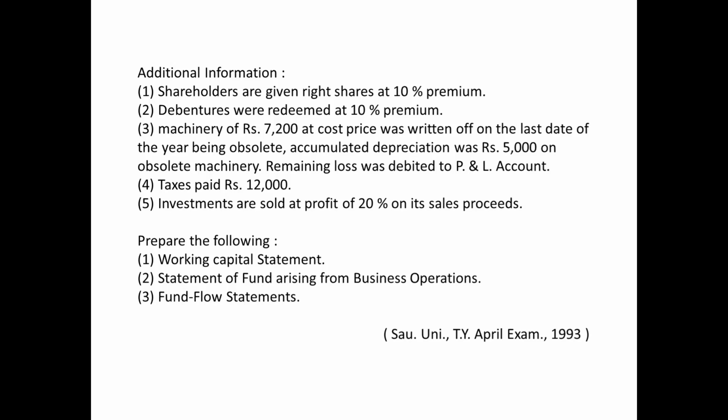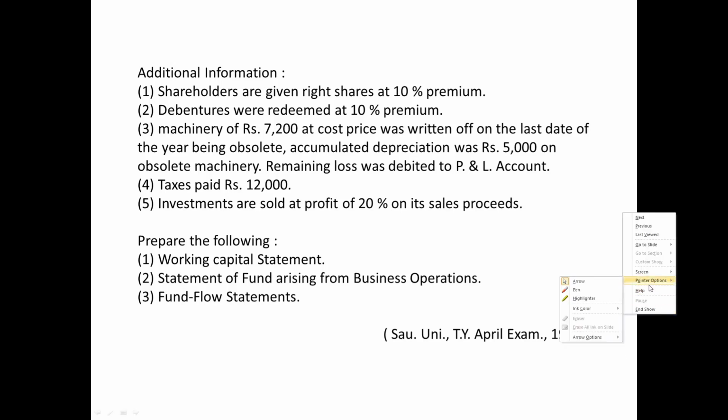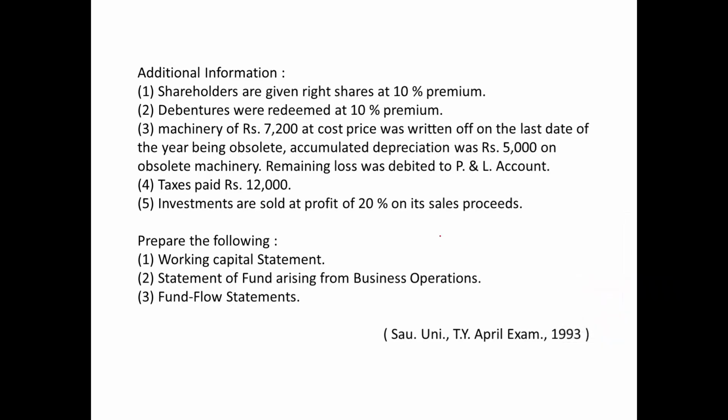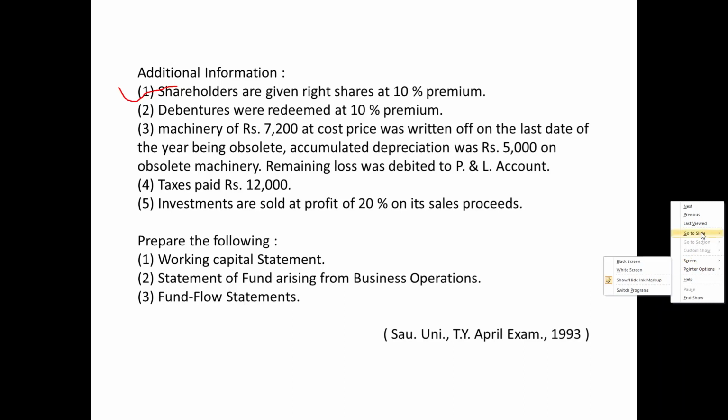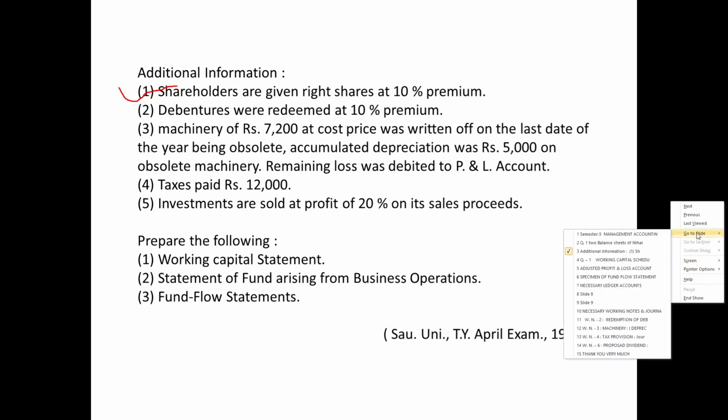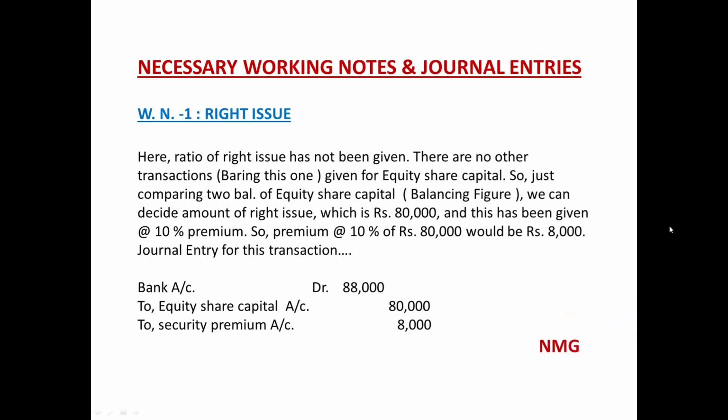See additional information, point number 1. Shareholders are given right shares at a 10% premium. This is the point that we are going to consider now. Shareholders are given right shares at a 10% premium. Let us prepare a working note for this item.